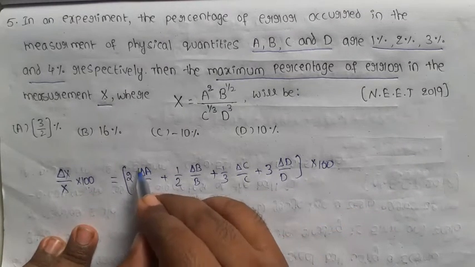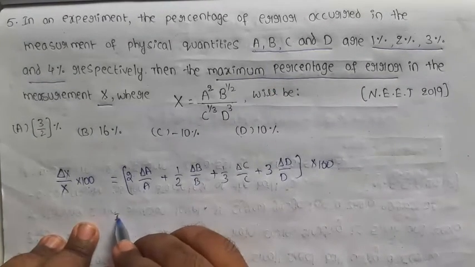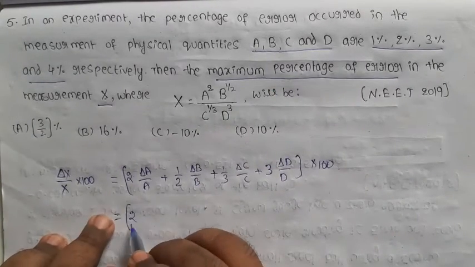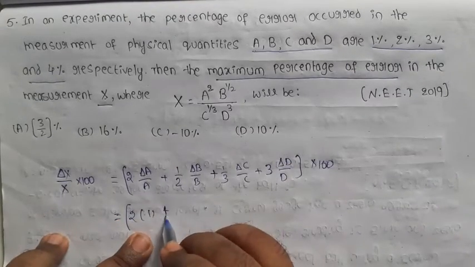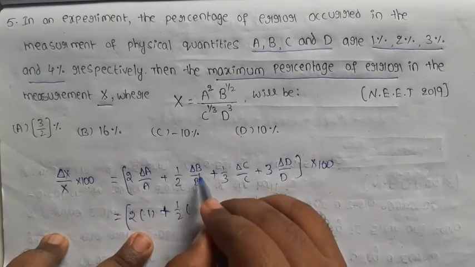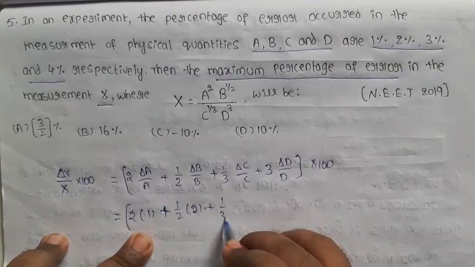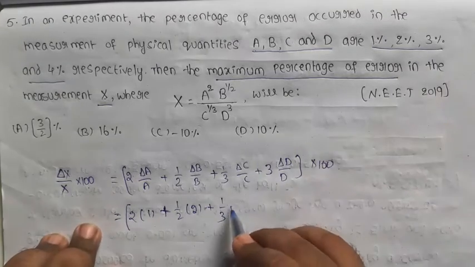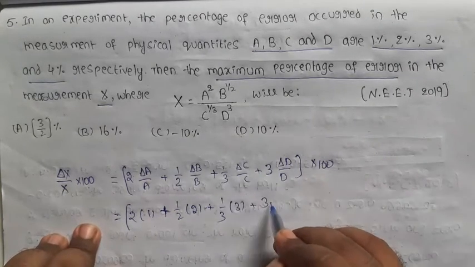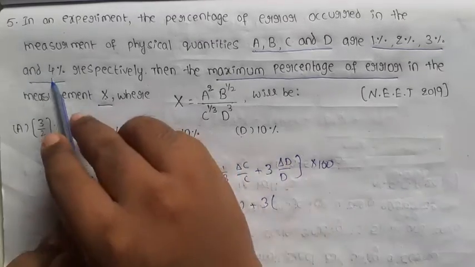So we know delta A by A, the error value of A. Substitute that value: 2 into percentage error 1; next 1 by 2, B percentage is 2, plus 1 by 3 into delta C by C, C percentage is 3; next 3 into delta D by D, percentage error is 4.